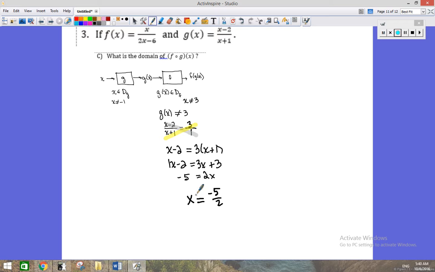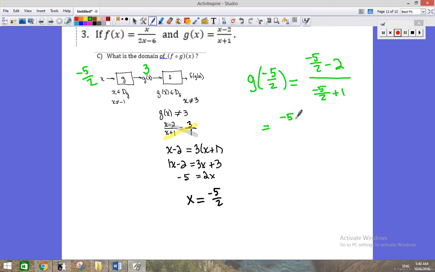Now, what does that mean? Let's come back up to the function composition. If we took -5/2, which is the same thing as -2.5, and we plug it into g, the output of g is going to be 3. If you don't believe me, plug in -5/2 into g. We've got -5/2 minus 2 over -5/2 plus 1. I claim that this is going to reduce to 3.